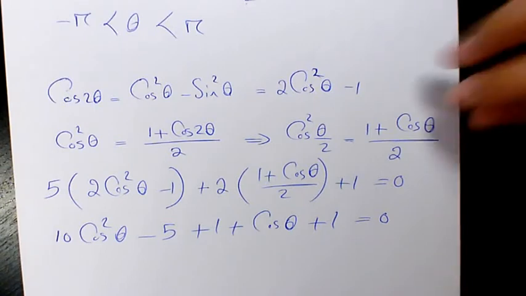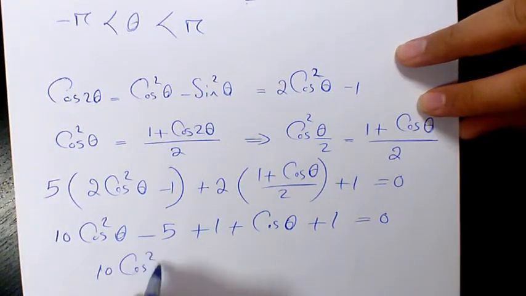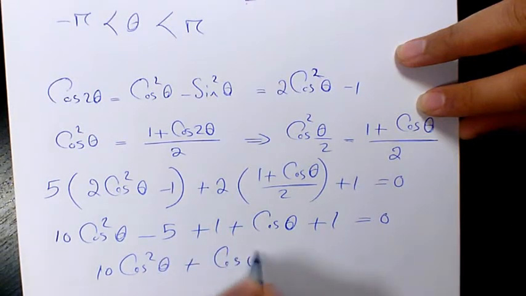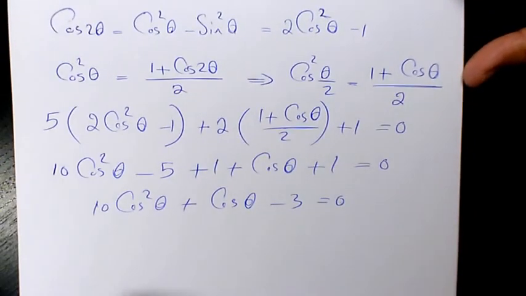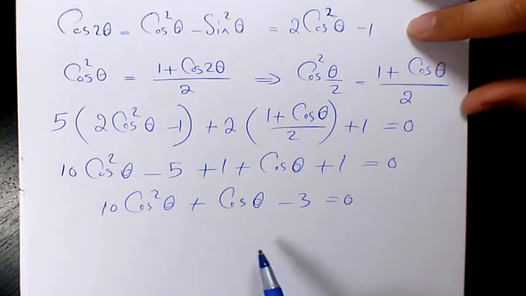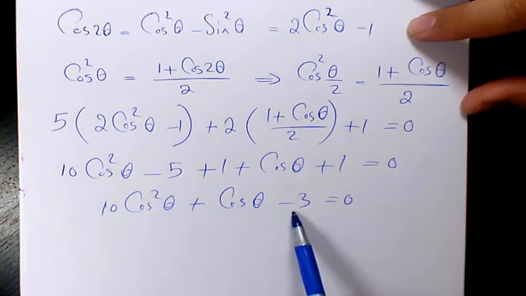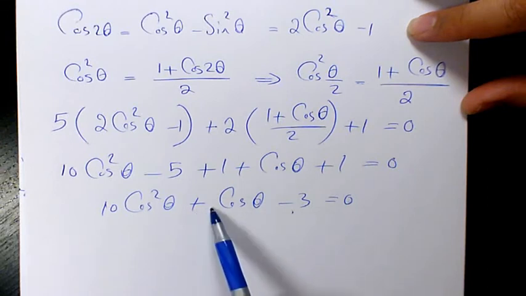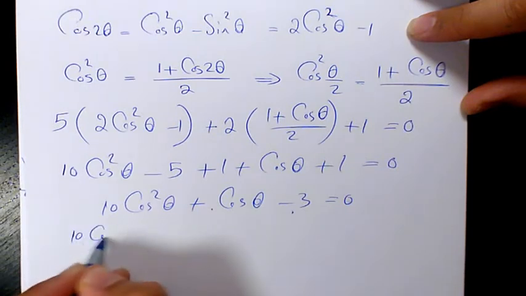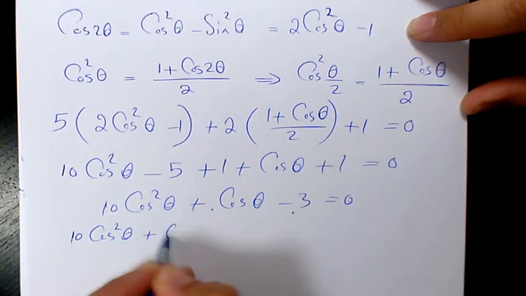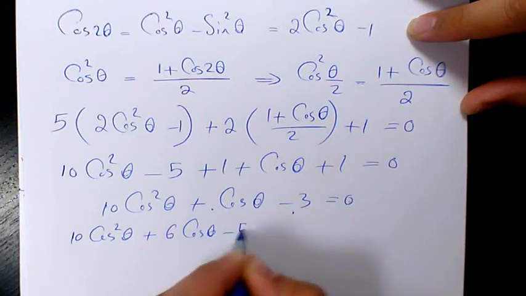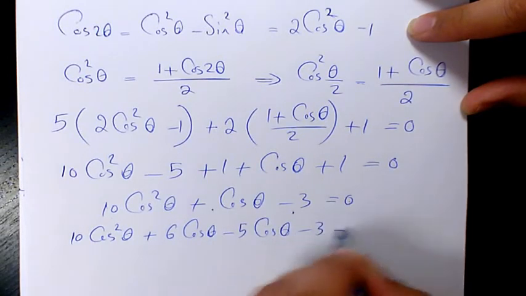So then we have 10 cosine squared theta plus cosine theta, 2 and negative 5 is going to be negative 3, equals 0. Now I have a quadratic equation. I need to factor it if it's possible. 10 times negative 3 is going to be negative 30, and here we have 1, so I think the numbers are going to be 6 and 5. So 10 cosine squared theta plus 6 cosine theta minus 5 cosine theta minus 3 equals 0.